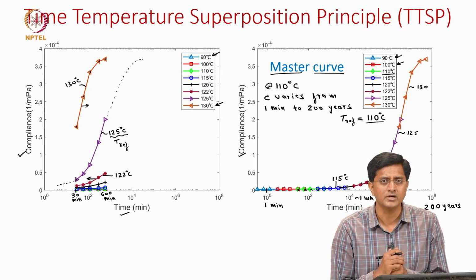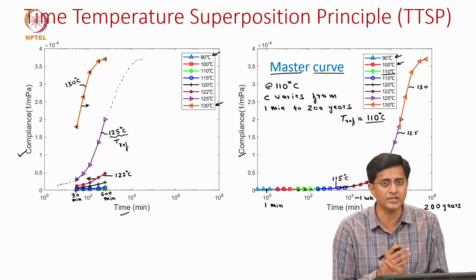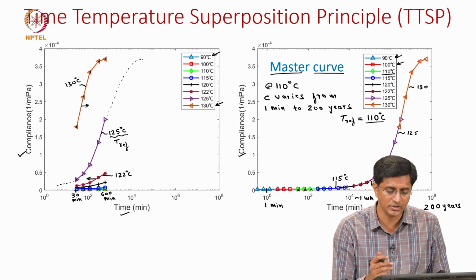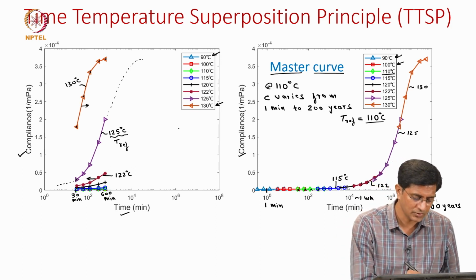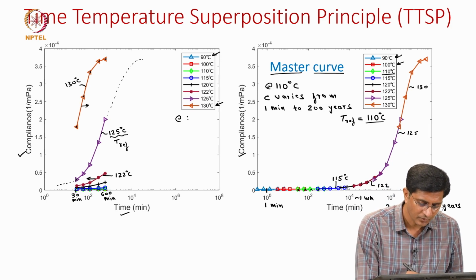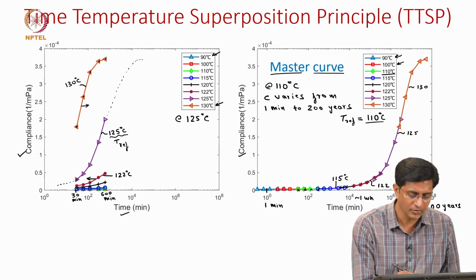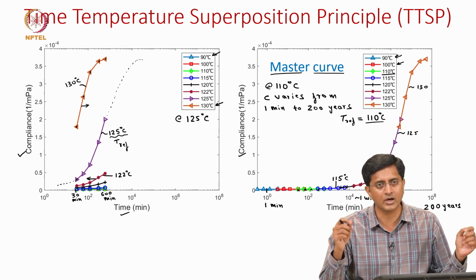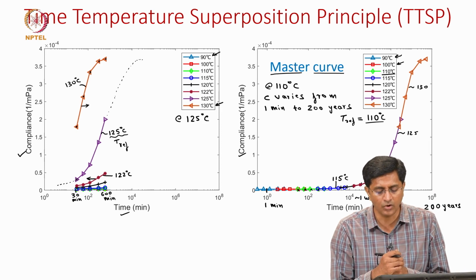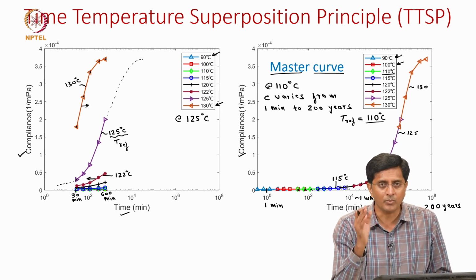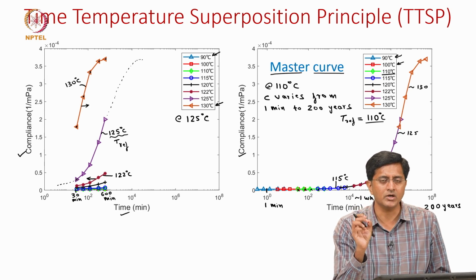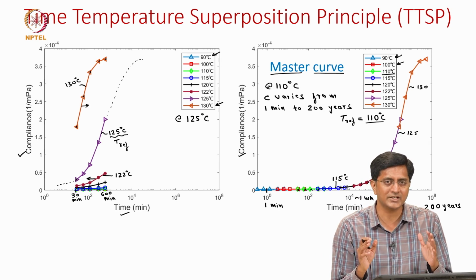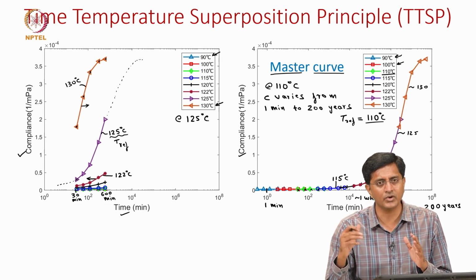But now let us say instead of 110 degrees you want to know how this polymer behaves at a higher temperature, 125 degrees centigrade. Again you are interested in the large time scales. So, how do we do this? Since we have one master curve, we can use that master curve and either shift left or right. We shift left at increasing temperatures and shift right if your temperatures are low.